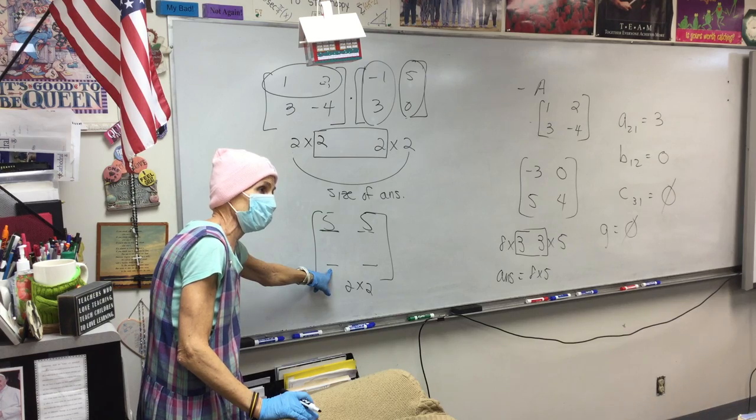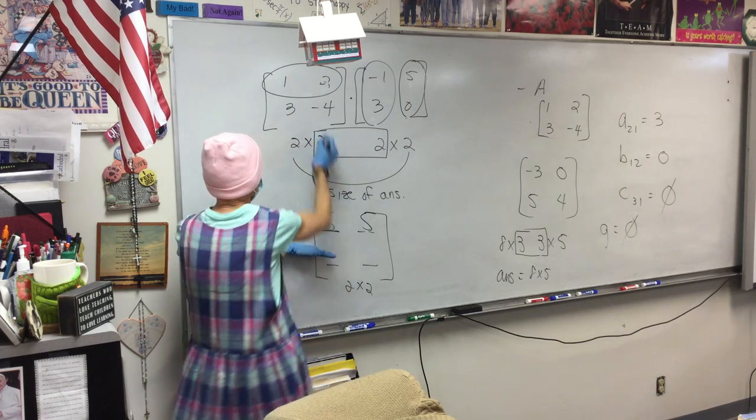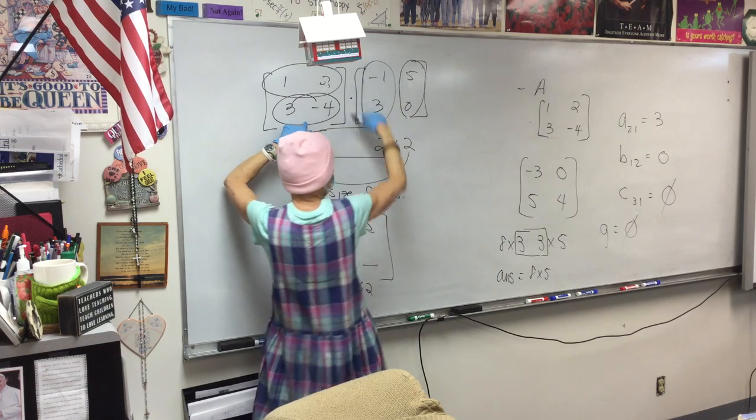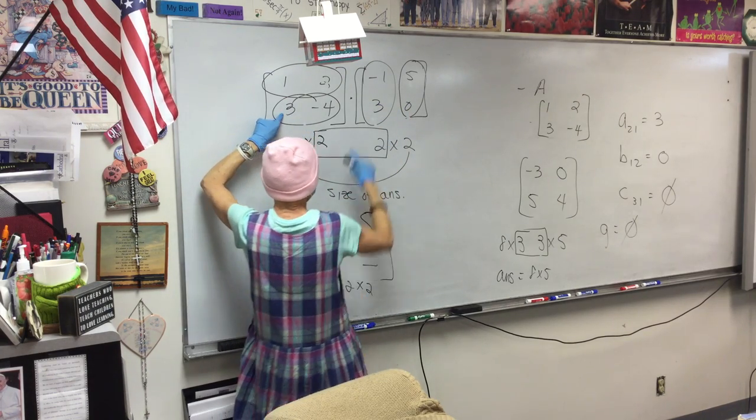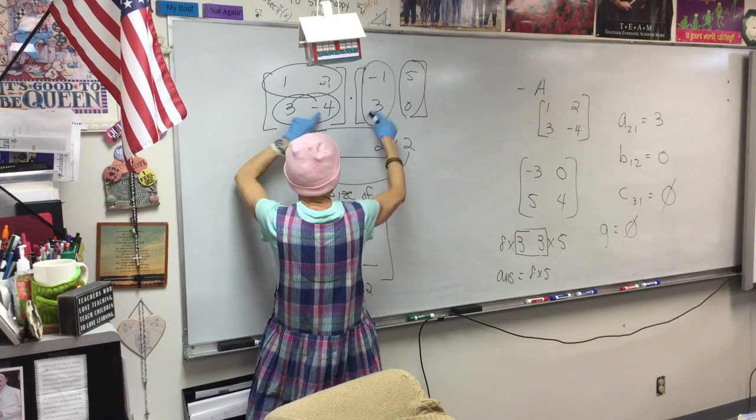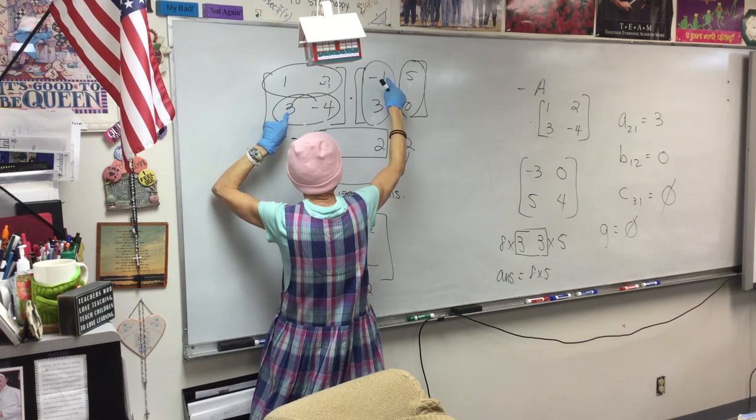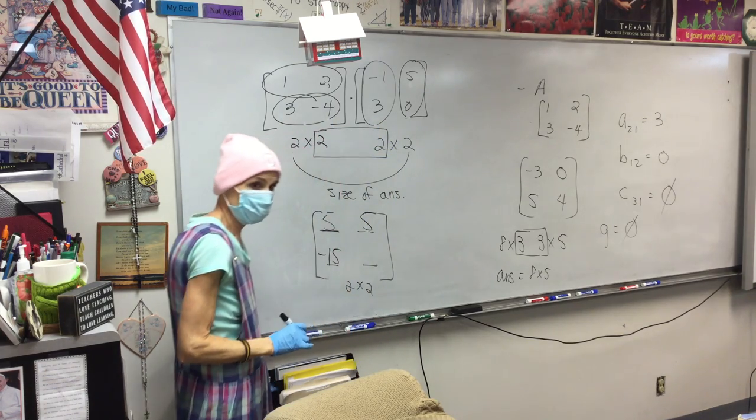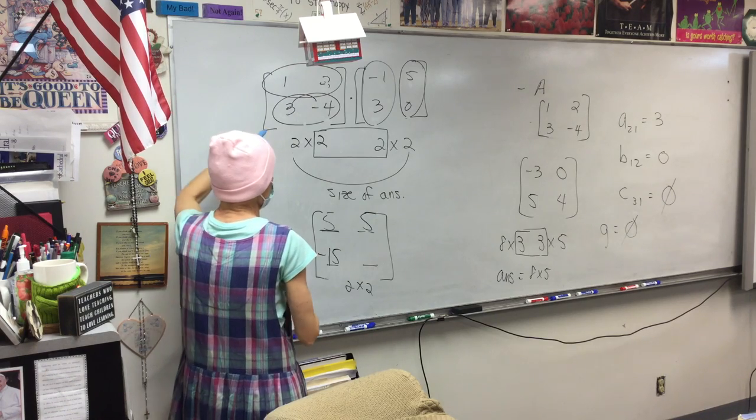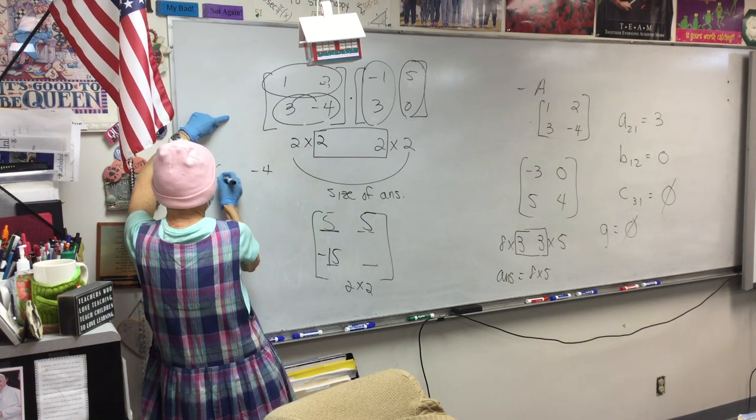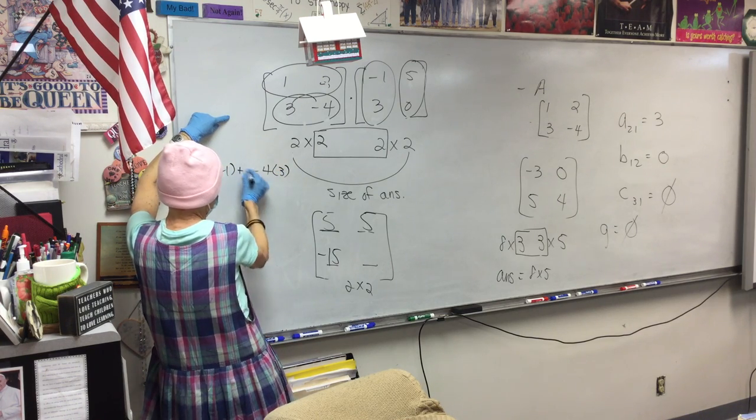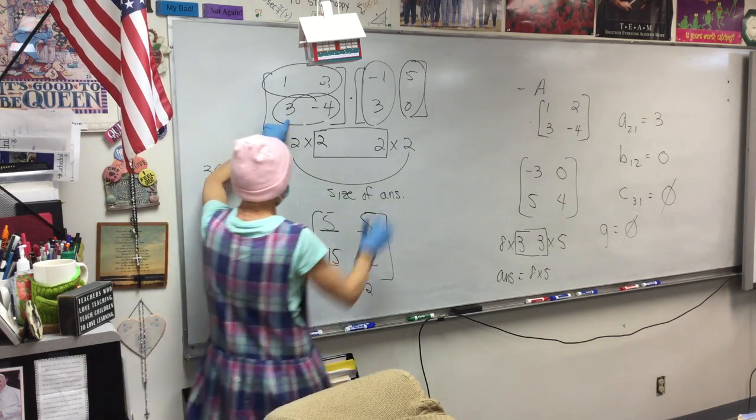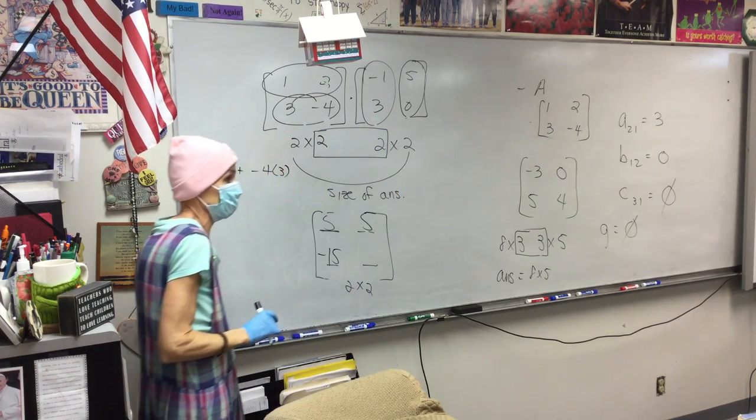Now I'm going to fill this blank. All right, where is it? Row 2, column 1. So row 2, column 1. First times first, second times second, add them up. What do we get? Negative 3, negative 12, negative 15. If you need to write that down over to the side, negative 3, negative 12, that's fine. First times first, second times second. And then add.